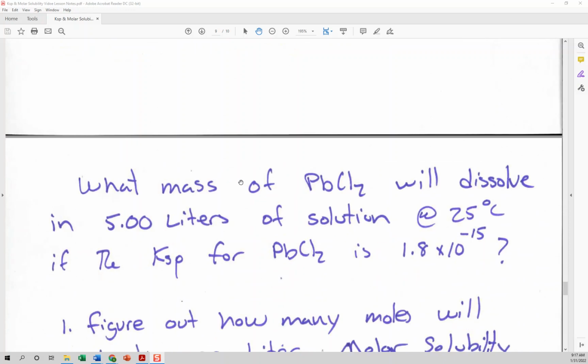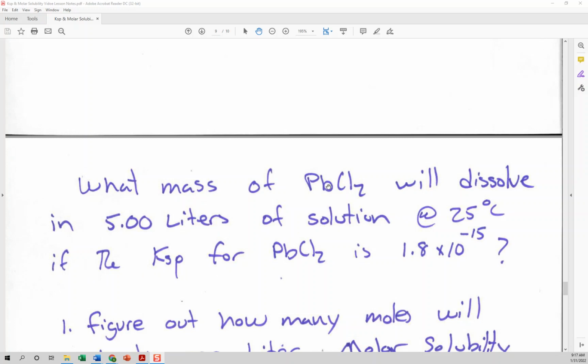And let's do an example problem. If we can figure out the molar solubility, what's a calculation we can do with it? All right, so here's our example. It says, what mass of lead chloride will dissolve in 5 liters of solution at 25 degrees Celsius if the KSP for lead chloride at 25 degrees Celsius is 1.8 times 10 to the negative 15.